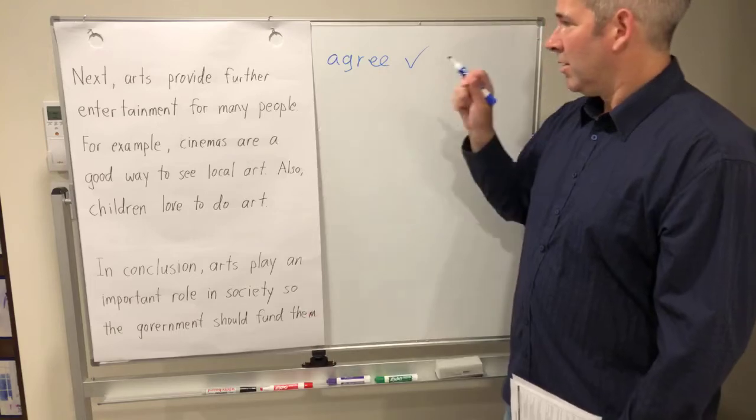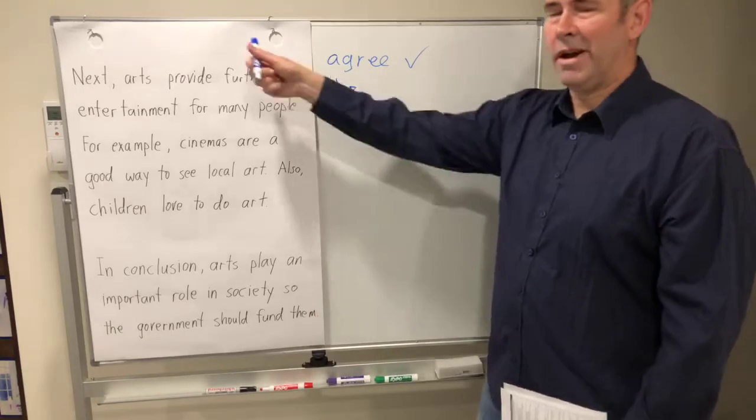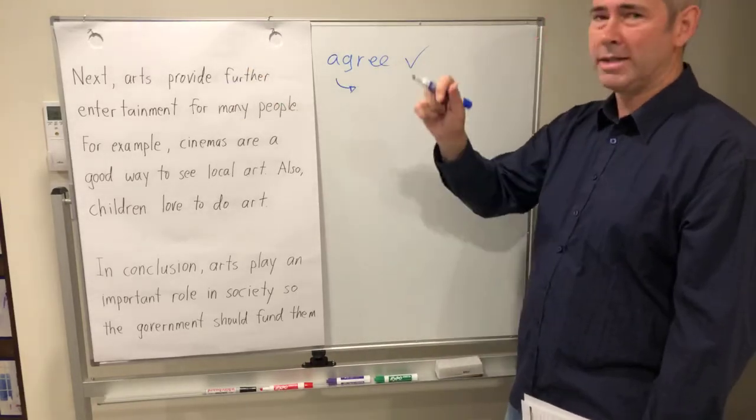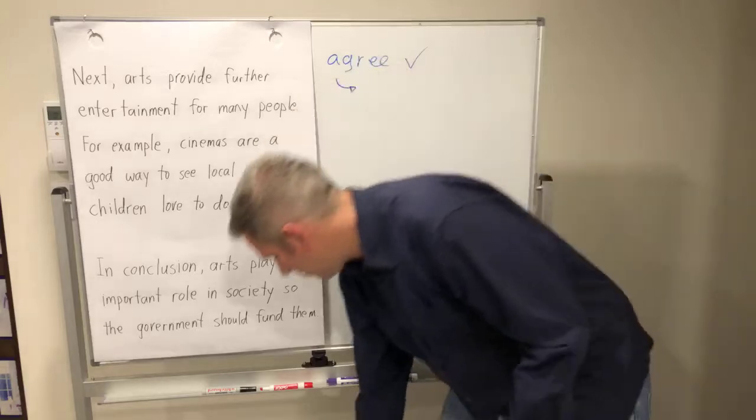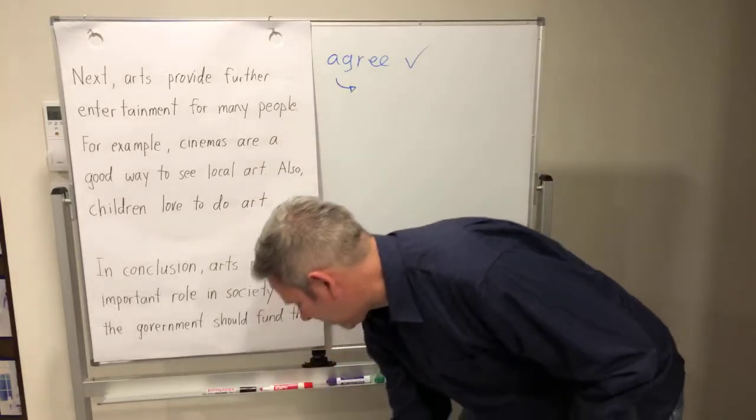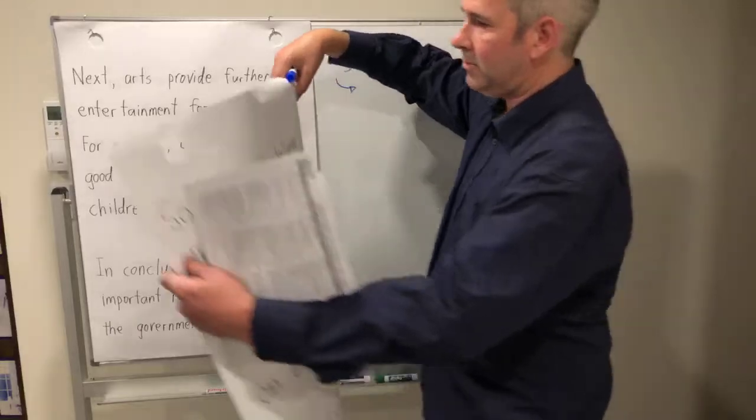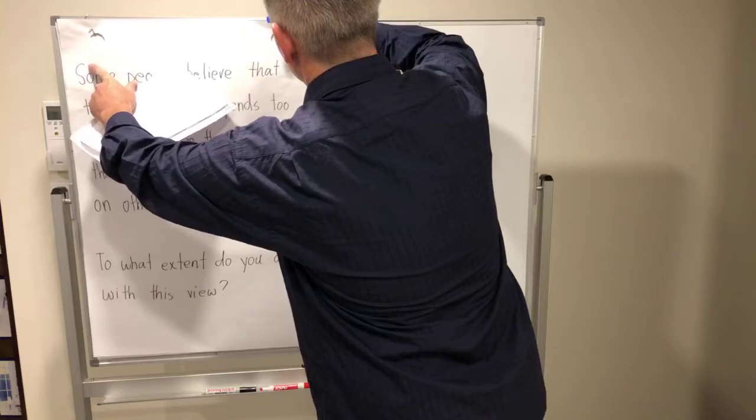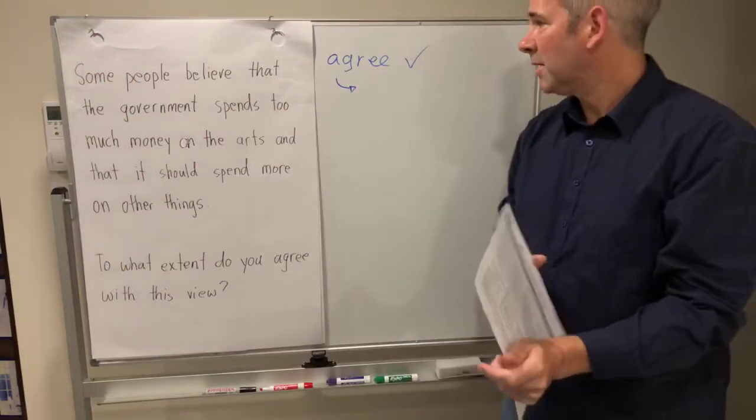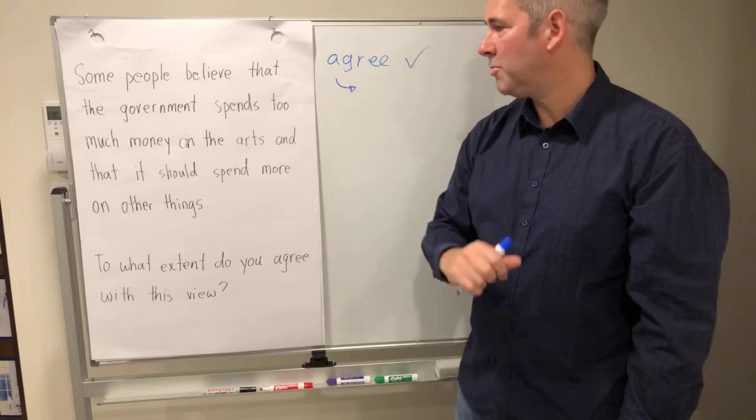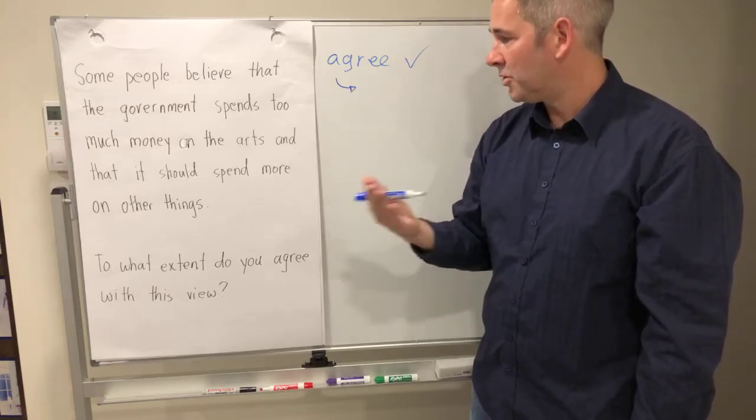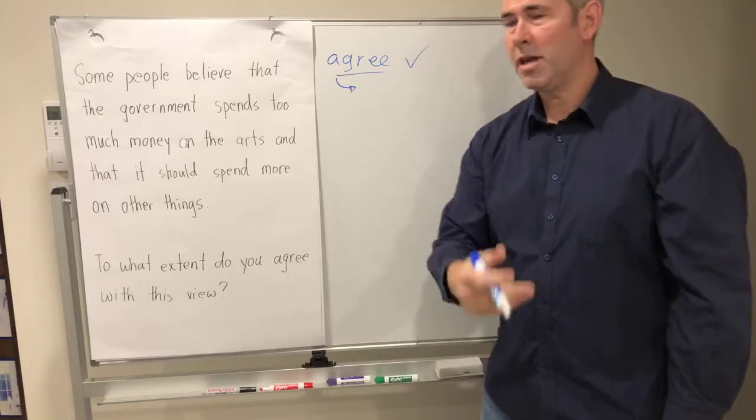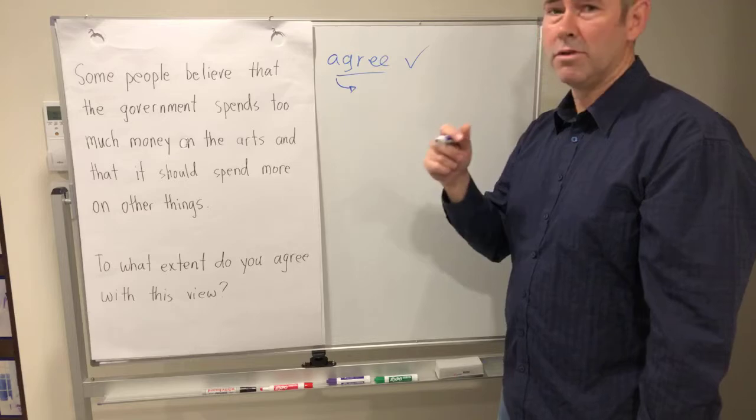Now, I do remember I told you to go ahead and read this, but let's pause for a second and think about task response. I would agree with the statement. Now, I'm going to put this back up for you. Okay, some people believe that the government spends too much money on the arts and that it should spend more money on other things. So this is why I would recommend agreeing with this statement to give your position.